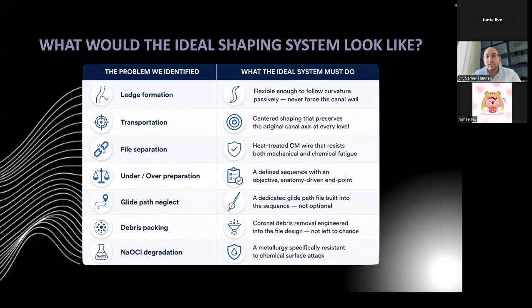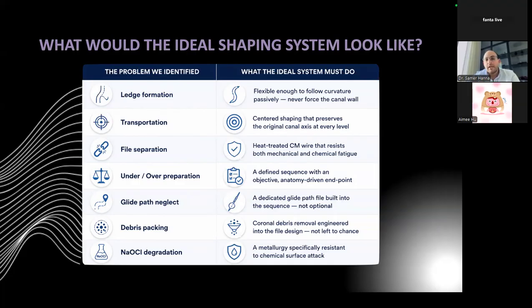For file separation incidence, we need a good alloy, such as heat-treated CM wires that resist both mechanical and cyclic fatigue. And as we discussed, it's not just one reason. We need to be doing good irrigation. We need to have a system that has good debris extrusion ability so that it doesn't pack and doesn't cause failure. For under or over preparation, we need a system with a defined sequence and an objective anatomy-driven endpoint.